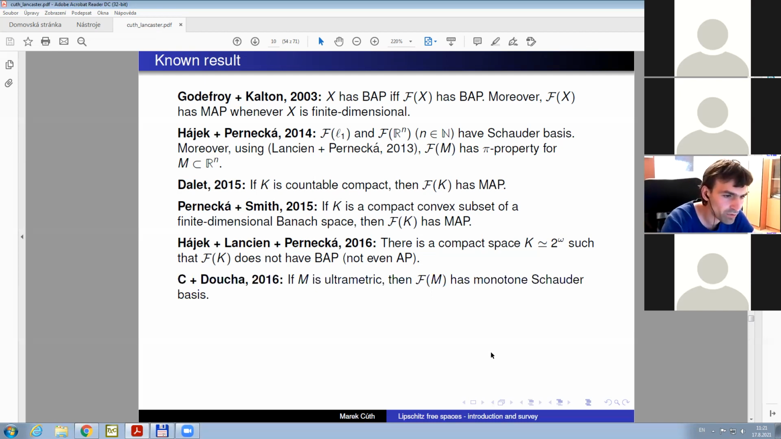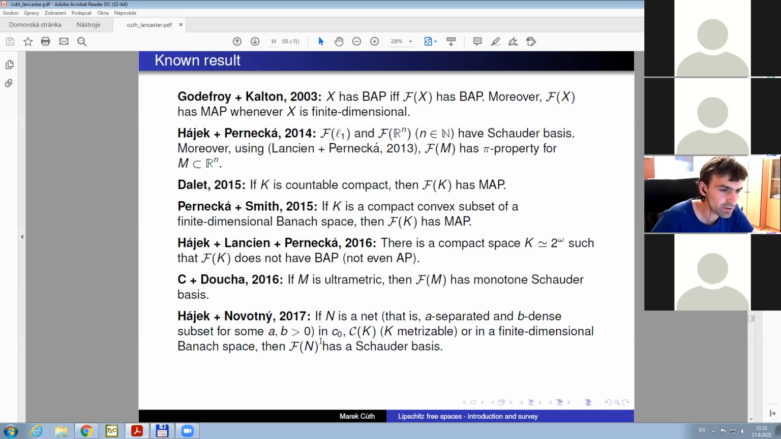With Doležal, we proved that for ultrametric spaces, the Lipschitz free space has a monotone Schauder basis. So monotone means that those projections are bounded by 1. And Háyek and Novotný studied Lipschitz free spaces over nets, which are separated, bounded-dense subsets of certain Banach spaces. So they considered nets in c0 and C(K) spaces for K metrizable, and nets in finite dimensional spaces, and in each of those cases, they proved that the Lipschitz free space over this net has a Schauder basis.